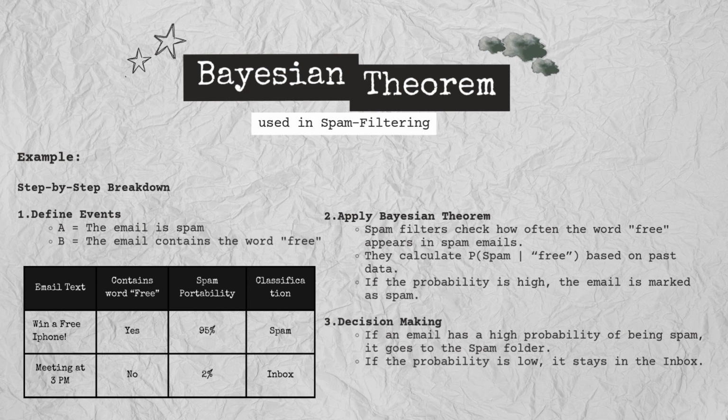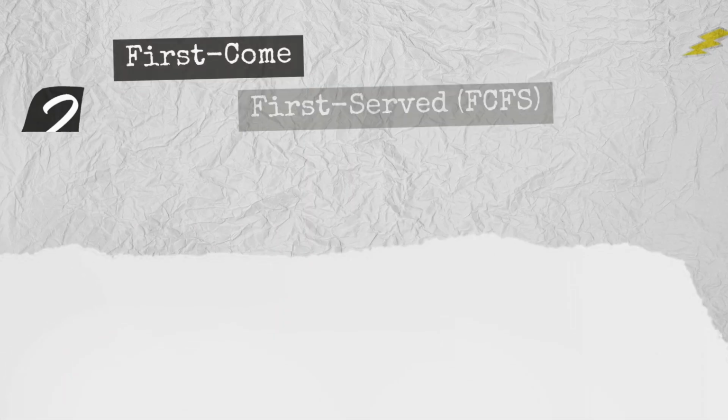Step 3. Decision making. Based on this probability, if the probability is high, the email is sent to the spam folder. If the probability is low, the email stays in the inbox. This helps email providers automatically filter out spam messages, improving the user experience.